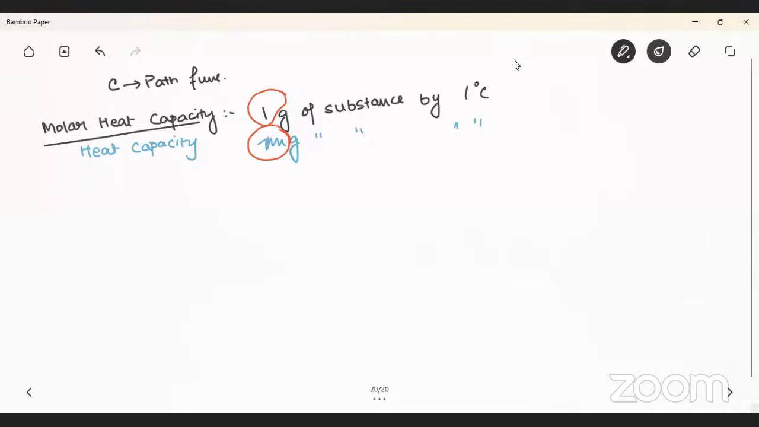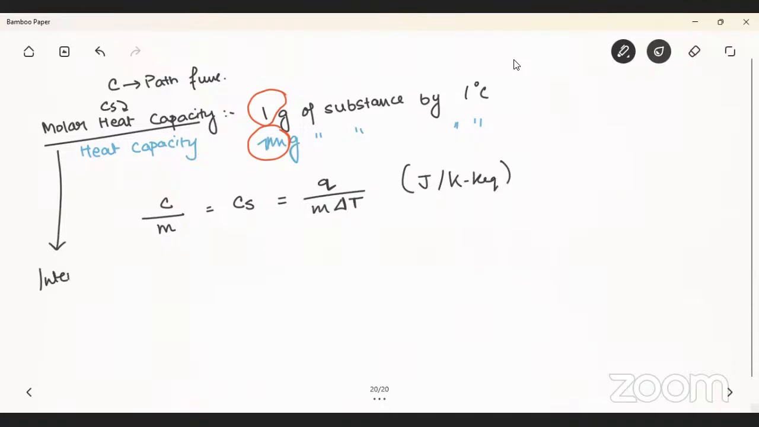So here the formula is C by M. M is the gram, which is the molar heat capacity. Molar heat capacity is Cs. Okay, molar heat capacity is Cs, that is Q by M del T. Okay, so again it is joule per Kelvin. Okay, and it is an intensive property. It is an intensive property, but it is a path function.